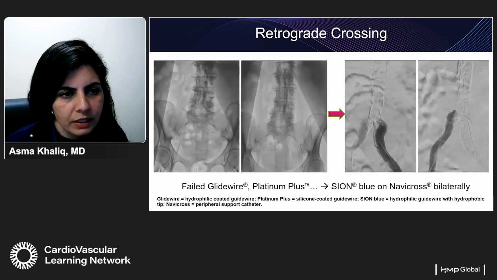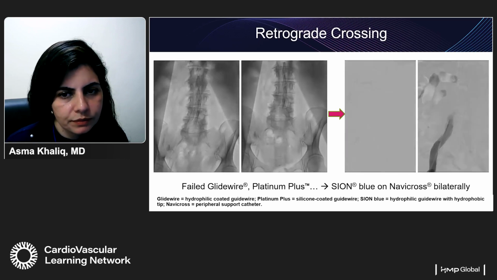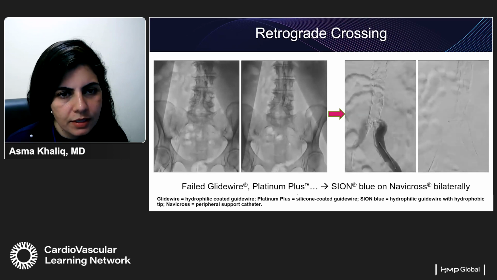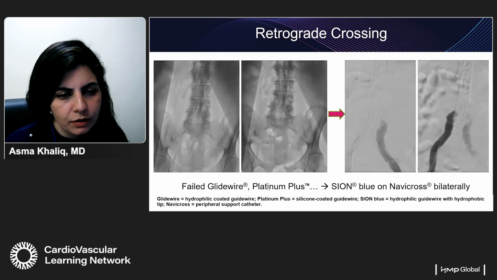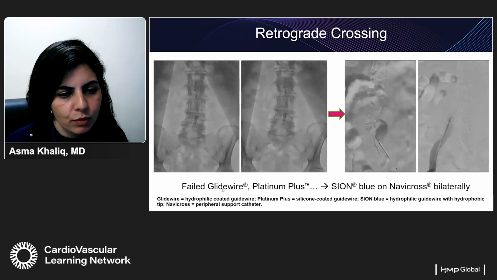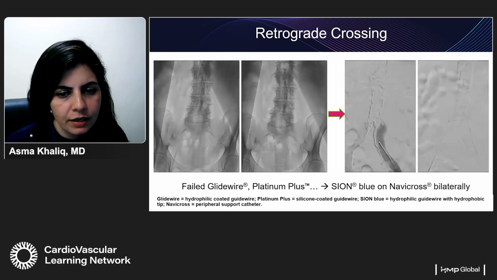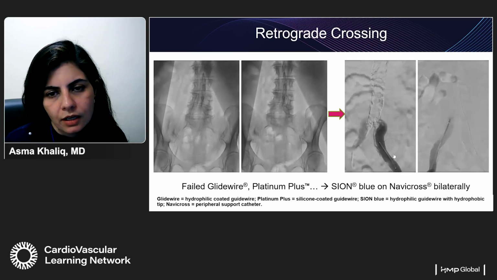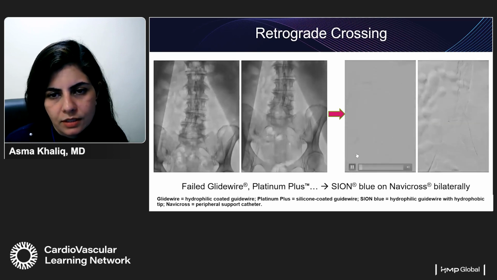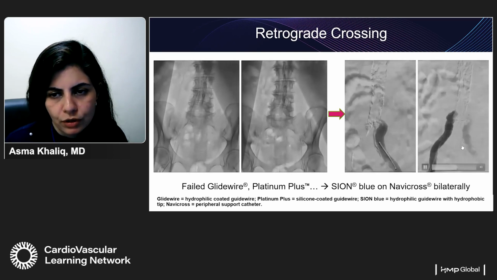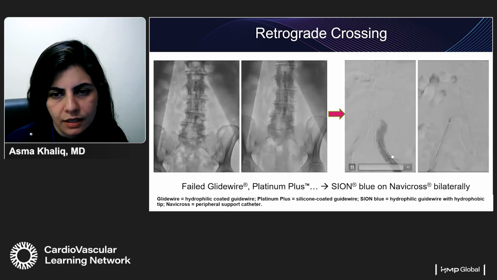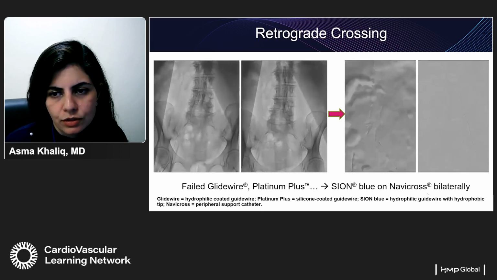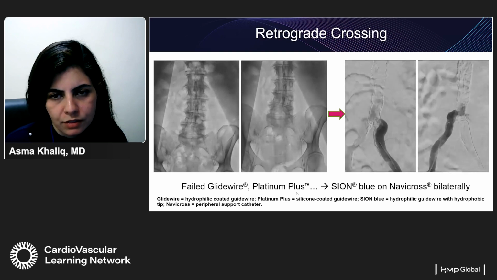So initially, as you can see, we attempted a blind wire, then a Platinum Plus wire, and eventually a Cyan Blue was able to cross. And as you can see here, these are the DSA images of bilateral iliacs. This is her left, this is her right, and as you can see, very tortuous and very calcified iliacs.